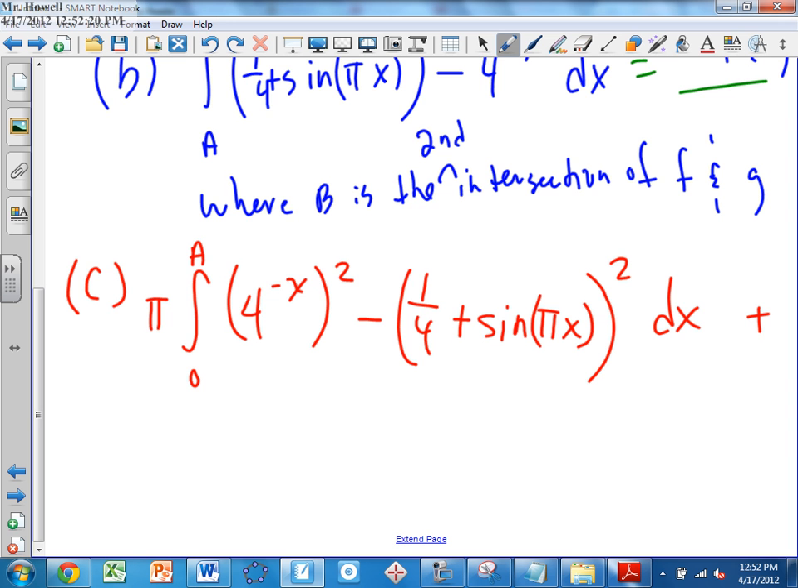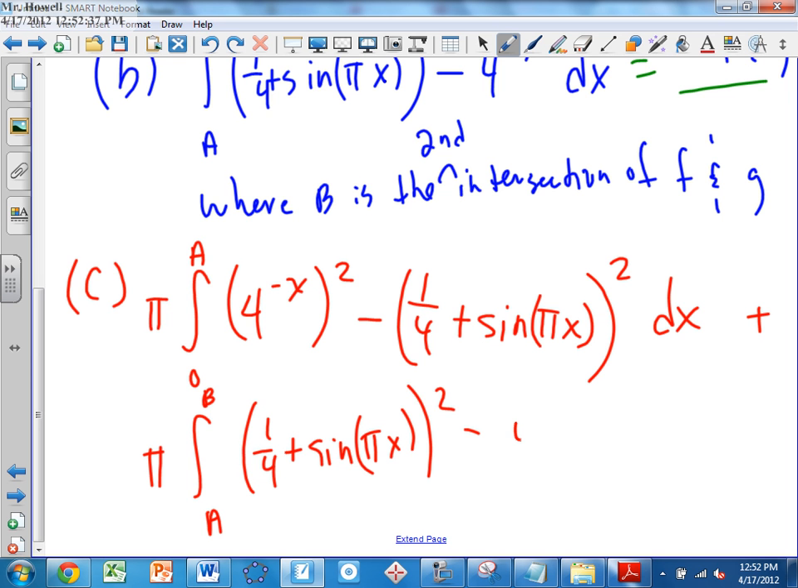Tell me the whole thing, go ahead. Pi from A to B. A and B are defined already, obviously. Then you put 1/4 plus sine pi x, squared, minus 4 to the negative x, squared. Absolutely right. Very good. Again, the solid produced by this first region is the outer radius minus the inner.